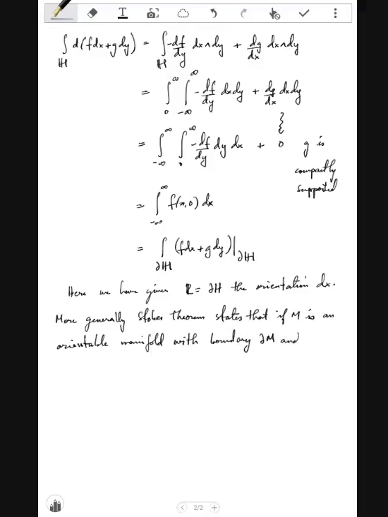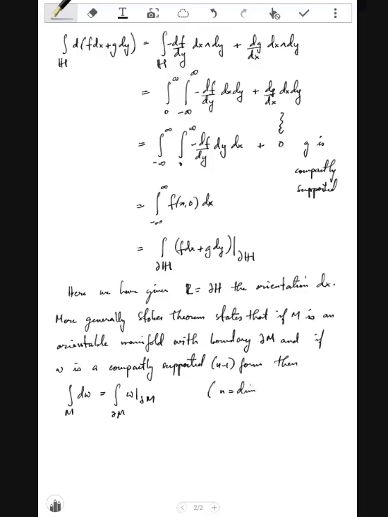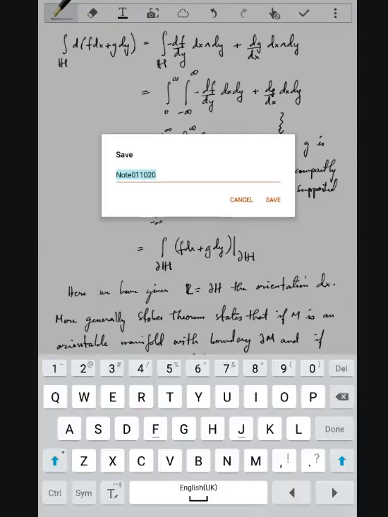boundary M, and if omega is a compactly supported n minus 1 form, then the integral over M of d omega is equal to the integral over the boundary of M of omega restricted to the boundary of M. So n is the dimension of M over here. So let us prove this.